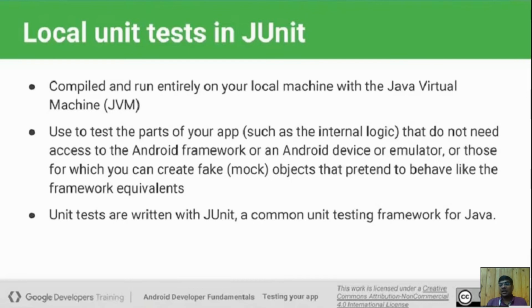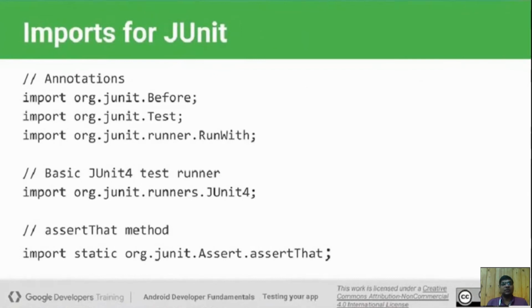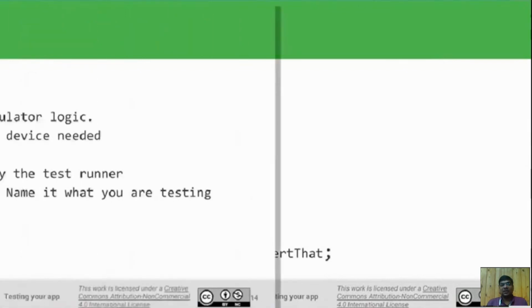Only the JUnit class is needed to import. No Android framework class is needed while you are doing your JUnit testing or local unit testing. Android framework classes will be needed when you are doing your Android UI testing. While we are performing our JUnit testing, you need to import all your JUnit classes like JUnit.test, JUnit.before, JUnit.runWith, JUnit.JUnit, or JUnit.runner.JUnit. So all these classes will be used inside your local testing.